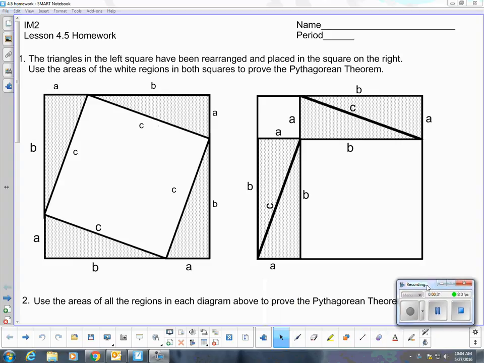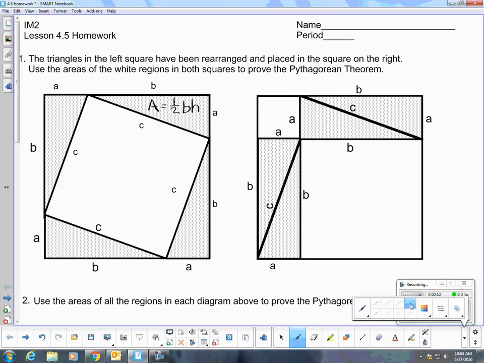The tray on the left is made up of a large white square in the middle and then 4 triangles around the outside. So if we remind ourselves, the area of a triangle is 1/2 the base times the height. And then the area of a square is equal to the side of the square to the 2nd power, side squared. So we're going to use those formulas to find the area of each of these regions.